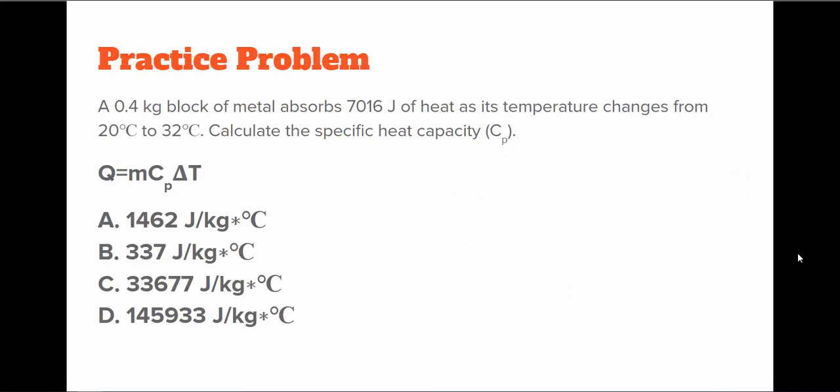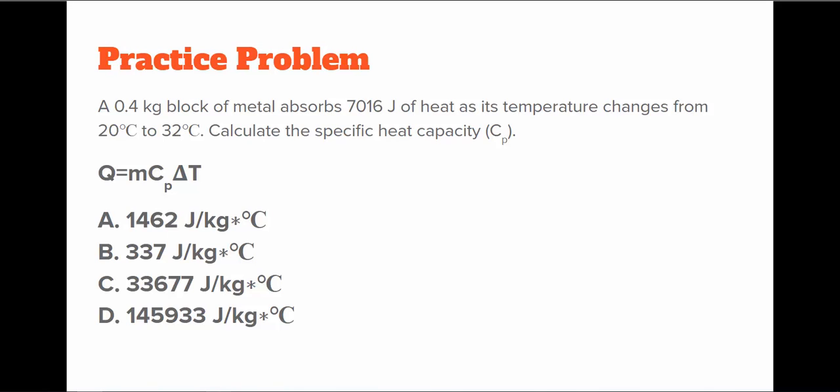So let's look at an example here. We have a 0.4 kilogram block of metal that absorbs 7,016 joules of heat as its temperature changes from 20 to 32 degrees Celsius. Calculate the specific heat capacity.